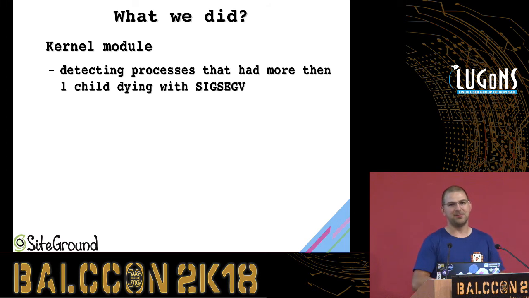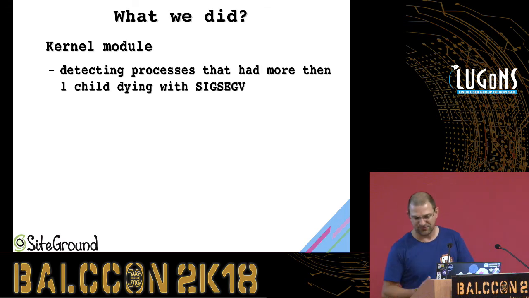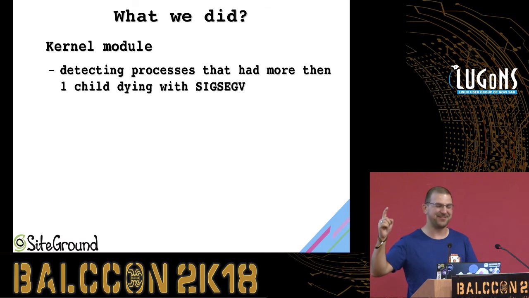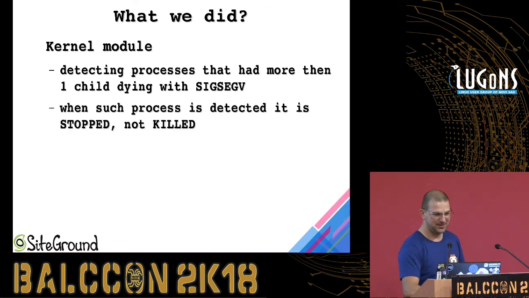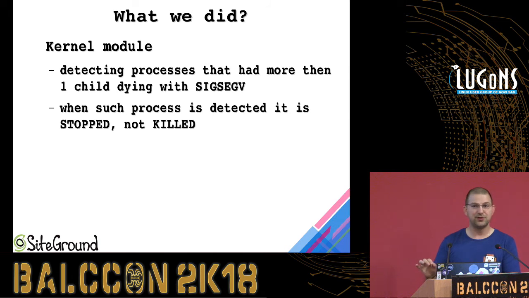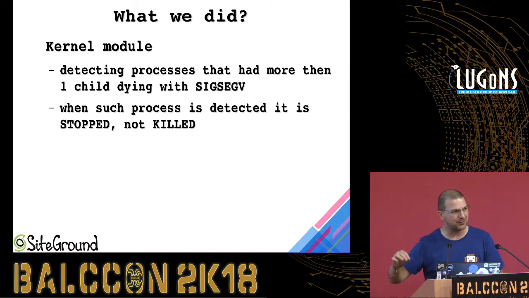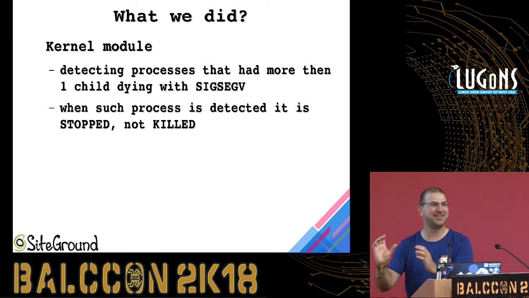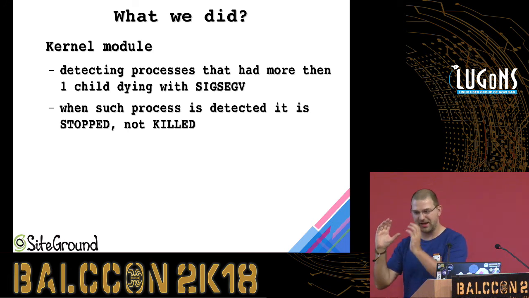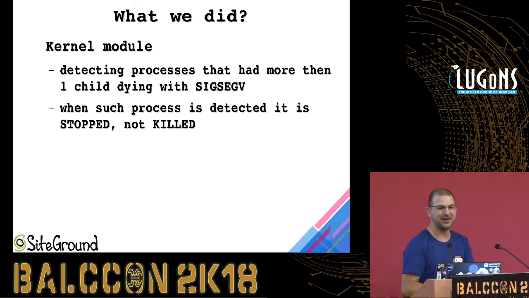So we changed the task struct of the kernel and added one more field to count all the children that died with segmentation fault. When we detect such a process, which is detected on every reschedule of a process, so this is exactly after the segmentation fault, we already know that there was a process that had a child that already died with segmentation fault. So we stop this process. We are not doing kill -9. We are doing kill -stop. So essentially, we are pausing the process.